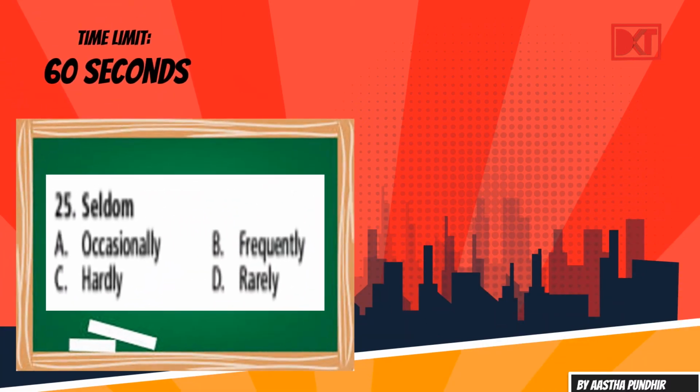Okay, so the next word is seldom. Options are occasionally, frequently, hardly, or rarely. Okay, so here you have to choose the antonym. Seldom is something that happens rarely. So the antonym would be frequently, something that happens often, on more occasions. Whereas other words like occasionally, hardly, rarely, seldom, they mean something that happens a fewer number of times.